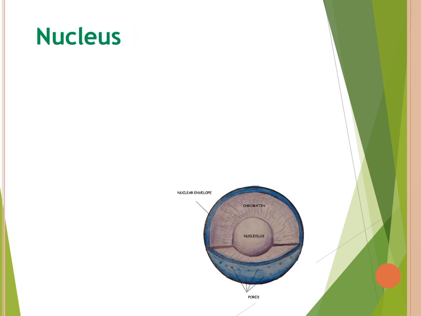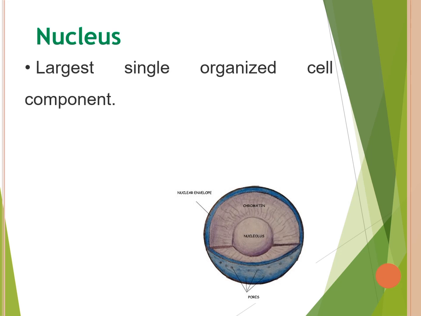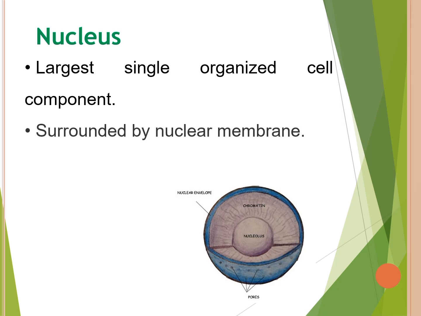The two major parts of the cell's interior are the nucleus and the cytoplasm. Nucleus is the largest single organized cell component. It is surrounded by a double-layered membrane called the nuclear membrane, which separates the nucleus from the rest of the cell. This nuclear membrane is pierced by many nuclear pores that allow necessary traffic to move between the nucleus and the cytoplasm.